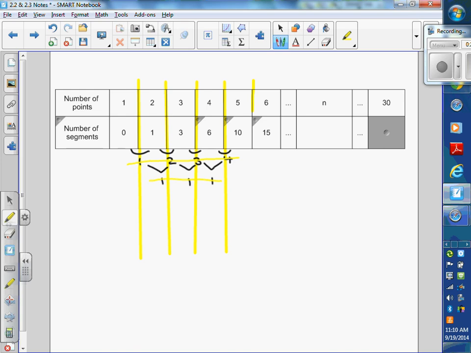Are we going to later in the year? Not so much, no, but in algebra 2 it comes up. Okay, so here's the problem.